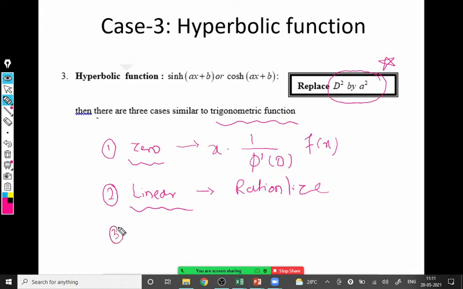And third, we may have a constant term in the denominator. How to handle the constant term? Suppose we replace d square by a square and we get some number only. Then nothing we have to do, is it? Nothing to do. We have the answer directly. Getting a constant is the simplest case. We have the answer directly, that is a pi only. But whenever we get 0 or a linear term, we have to proceed accordingly.